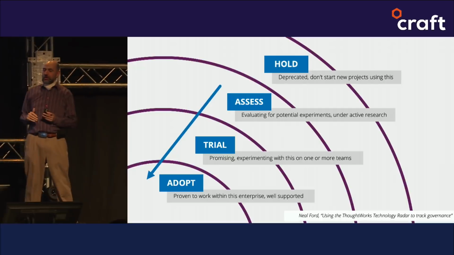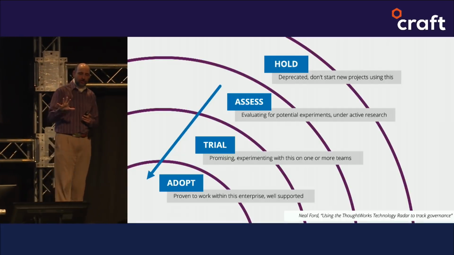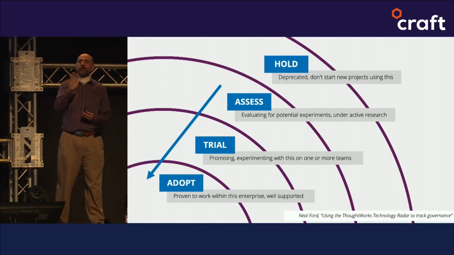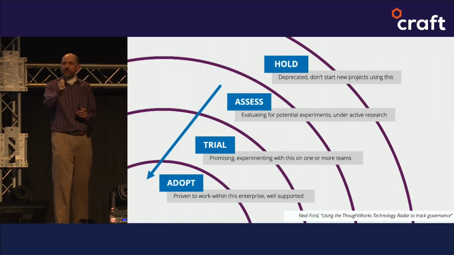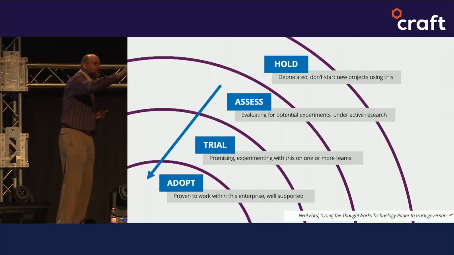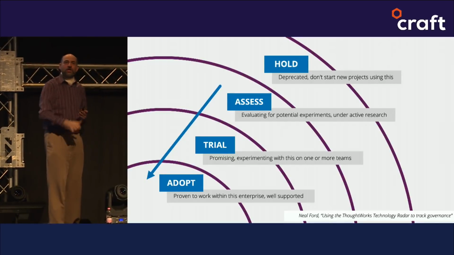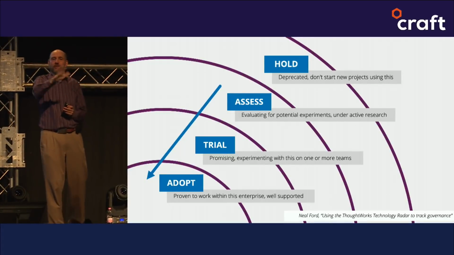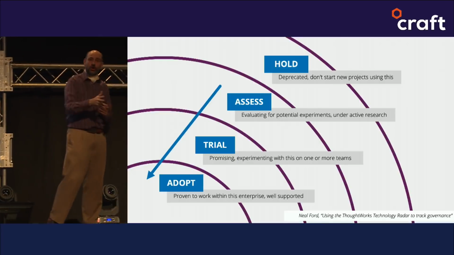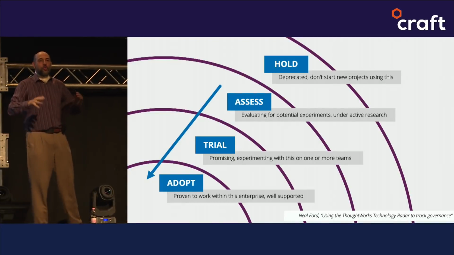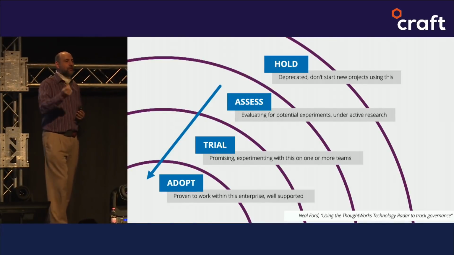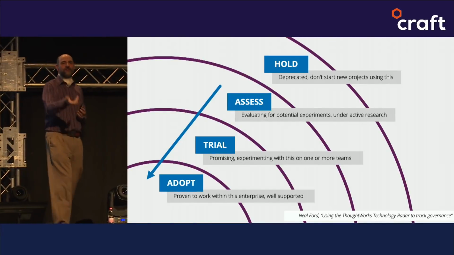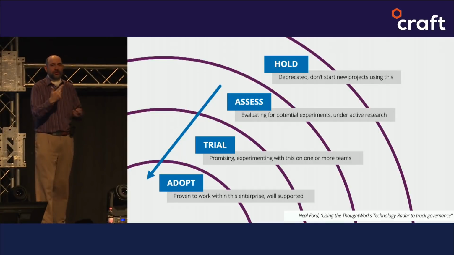The next ring out is the assess ring. And the assess ring is for things that you're curious about, but you're not actually ready to use yet. So we need to pay more attention to this. We need to think about that, something you want to watch. You may want to do some proof of concept experiments, but not anything in a production context. And again, you want to get people from all over the organization, from the different autonomous teams, to talk about what they feel they should be assessing and what they feel should be trialing, so that you've got some sense of what the different people are looking at.